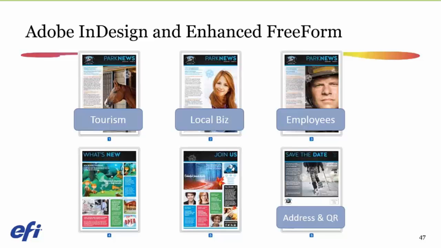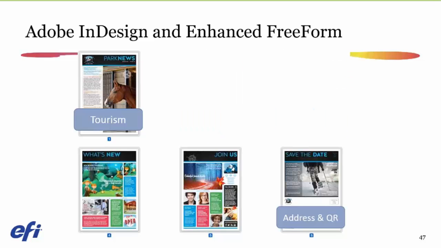Before we get started, let me explain what the setup is for this newsletter again. As you can see, the layout has 6 pages. The final newsletter, however, is a 4-page job that has the address and QR code on page 4 of the final output. However, for each customer group, our customer wants to have a specific page that has targeted content for that group.